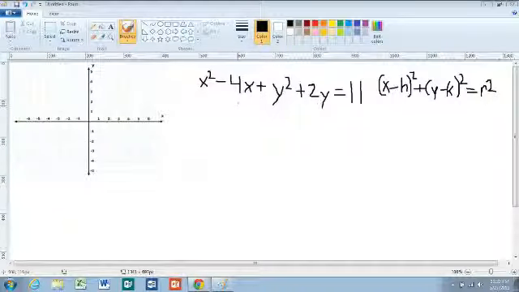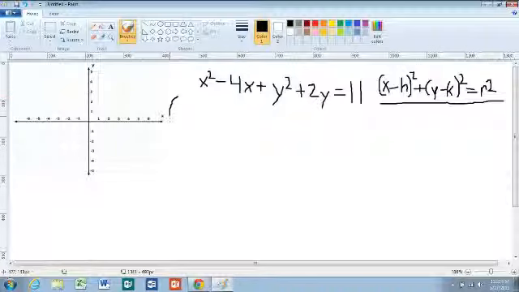We have our equation x squared minus 4x plus y squared plus 2y equals 11. And we want to get this to center radius form. And to do this, we need to do this thing called completing the square. To complete the square, you take your b value, you divide it by 2, and you square it.